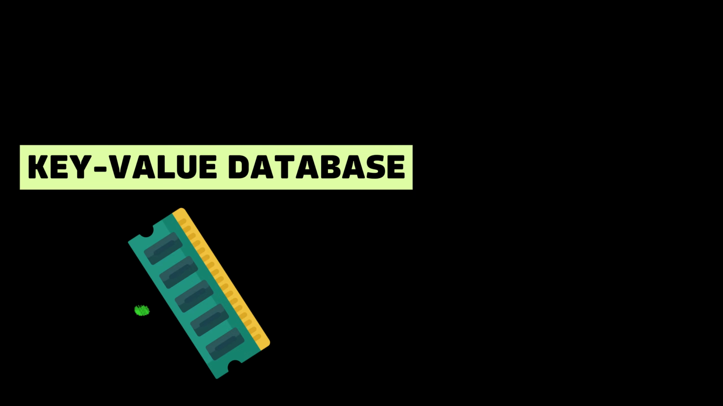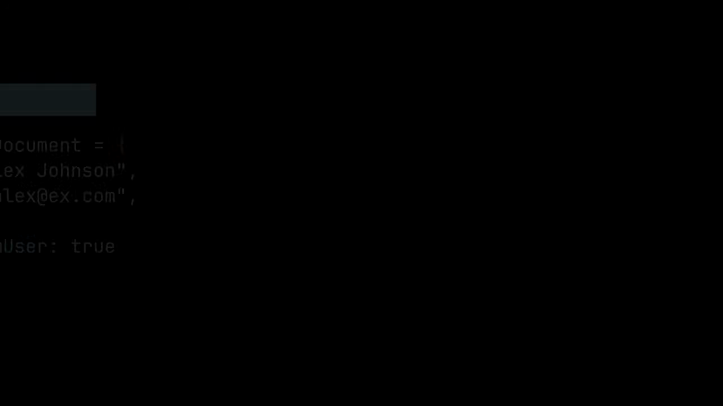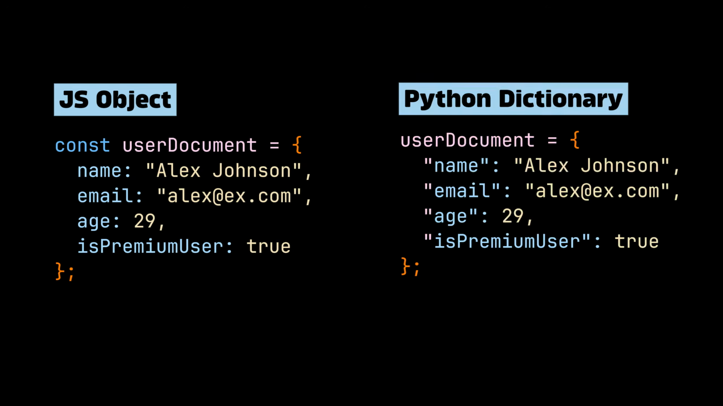They keep their data in memory instead of on disk, which removes the need for slow disk reads on every operation. The database itself is structured almost like a JavaScript object or a Python dictionary.